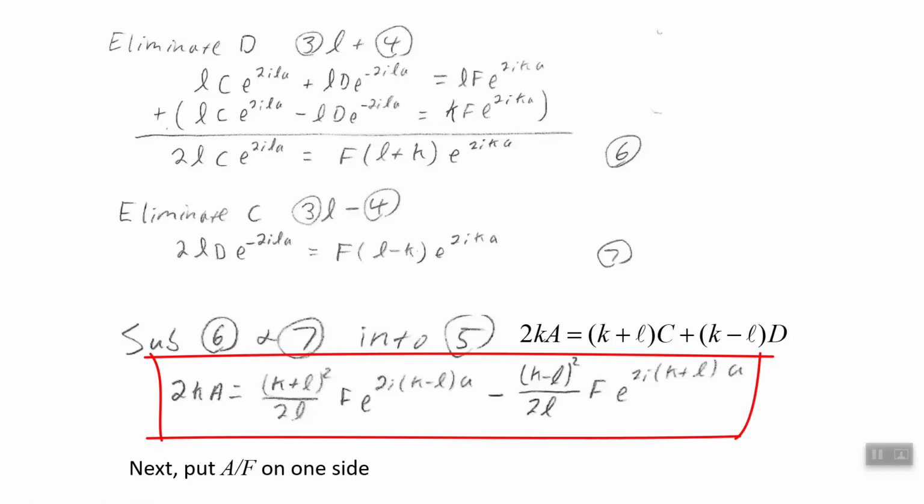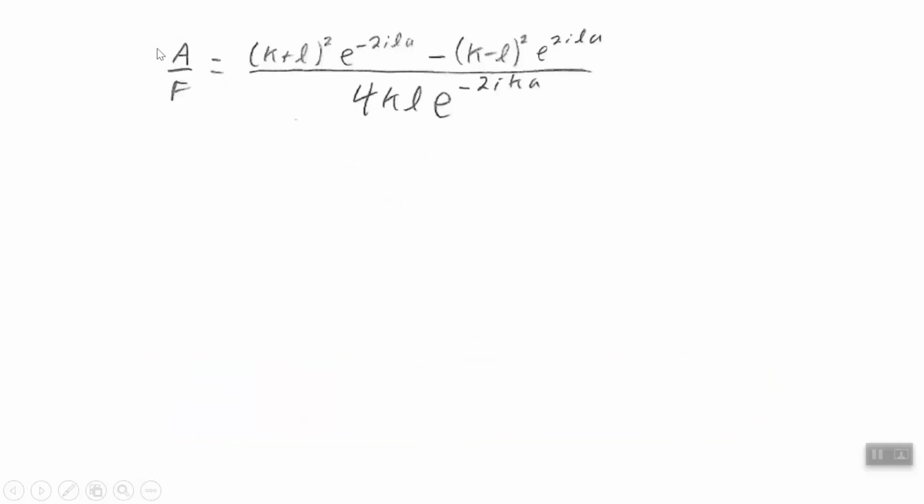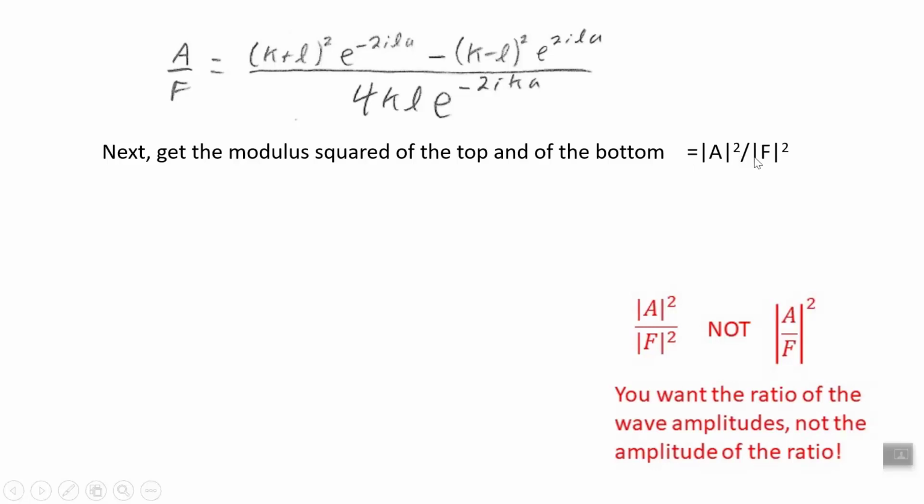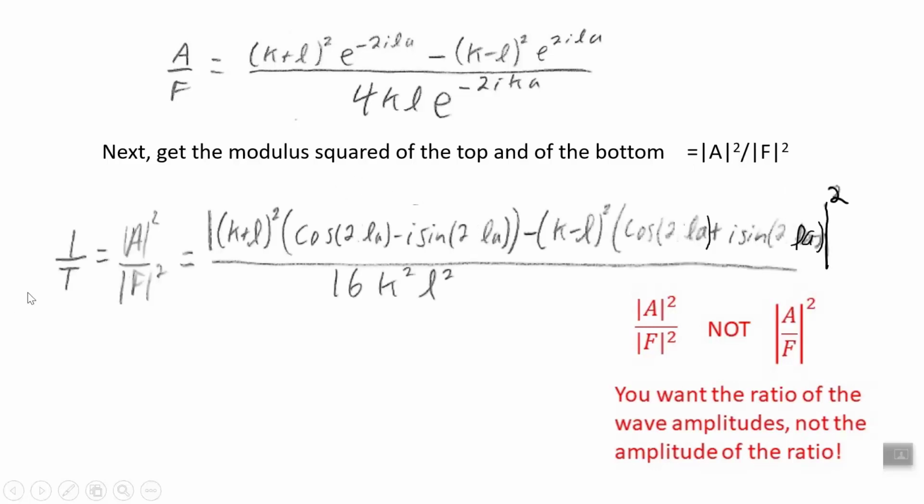Our goal is to get the transmission coefficient, so let's get a divided by f on one side. That's simply a matter of bringing the f over to the denominator and bringing the 2k over to the other side. There's a over f, and the transmission coefficient is the mod squared of that. It's 1 over the mod squared of that. So let's get the modulus squared of this expression. 1 over t is the mod squared of a divided by the modulus squared of f. There you go, it says it there.